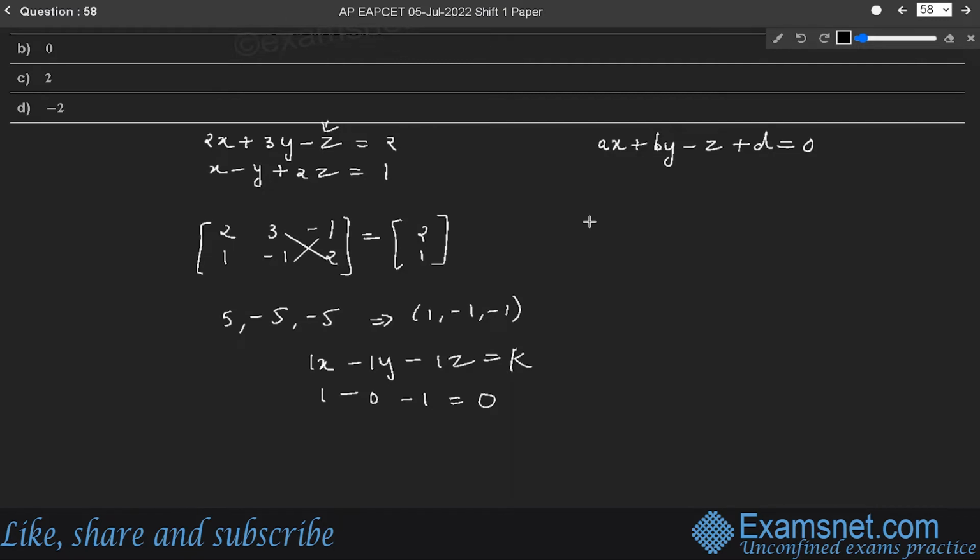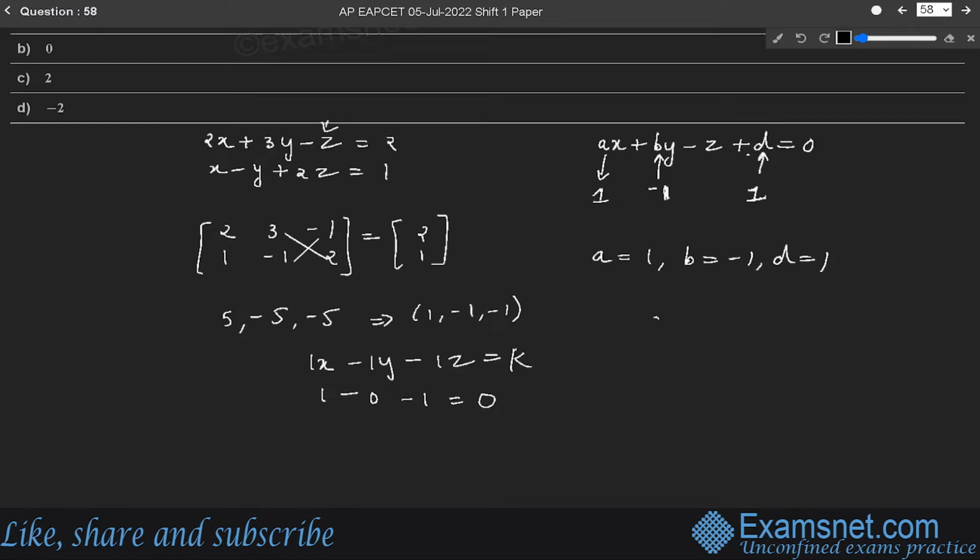Now the equation given in the question is ax plus by minus z plus d is equal to 0. We know that the value for a is 1. So this equation becomes coefficient of x is 1, coefficient of y is b which is minus 1, and d will be plus 1 here because you can see that the coefficient of d is plus 1 only. There is a plus sign. So we have the values for a which is 1, b which is minus 1 and d which is 1.